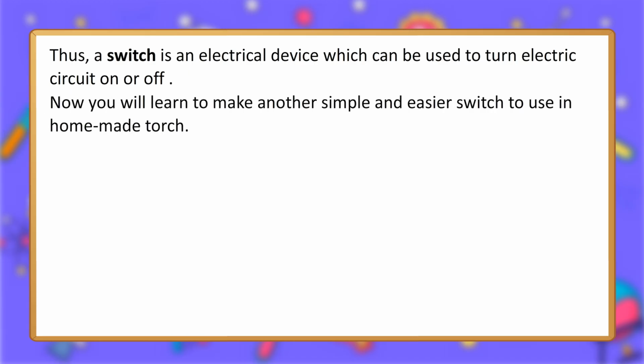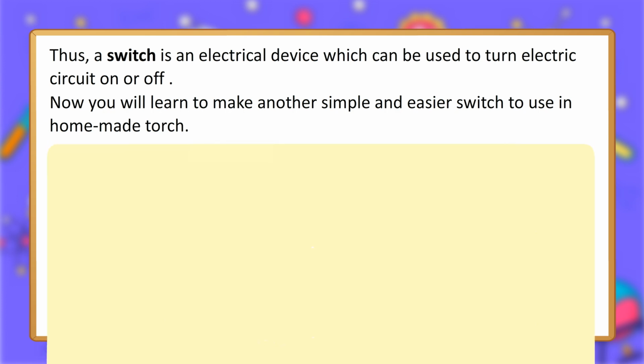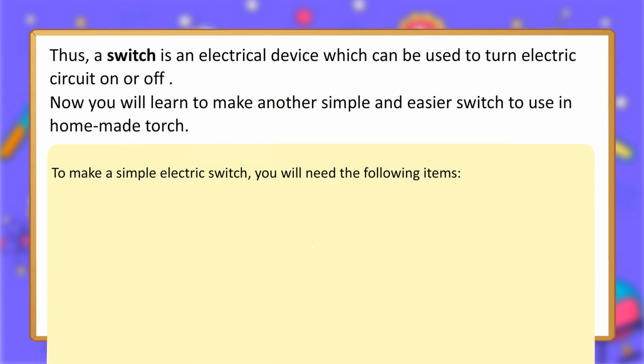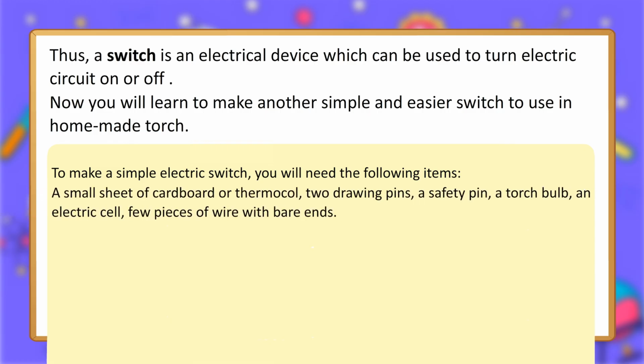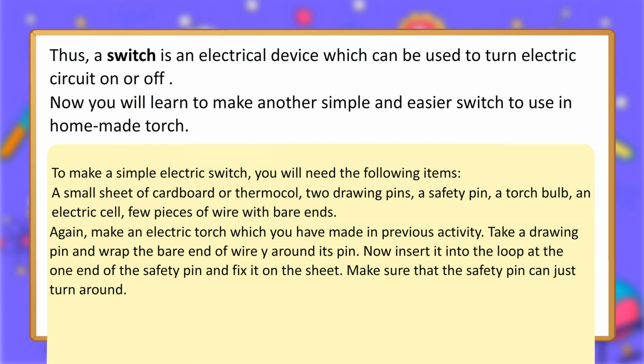Now you will learn to make another simple and easier switch to use in a homemade torch. Activity 13.5. To make a simple electric switch, you will need the following items: a small sheet of cardboard or thermocol, two drawing pins, a safety pin, a torch bulb, an electric cell, and a few pieces of wire with bare ends. Again, make the electric torch which you made in the previous activity.